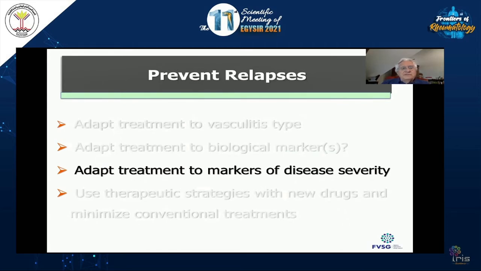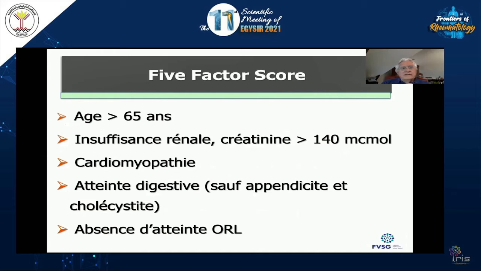One thing which could be of interest is to adapt the treatment to markers of disease severity. And the 5-factor score has a major interest. As it is summarized here: age over 65 years old, a renal insufficiency with creatininemia over 140 micromoles, a cardiomyopathy, a GI involvement, and the absence of ENT manifestations. It is clear that patients with GPA, which present with ENT, have more relapse, but a better outcome than the patients without ENT, which present more frequently lung hemorrhage or kidney involvement.